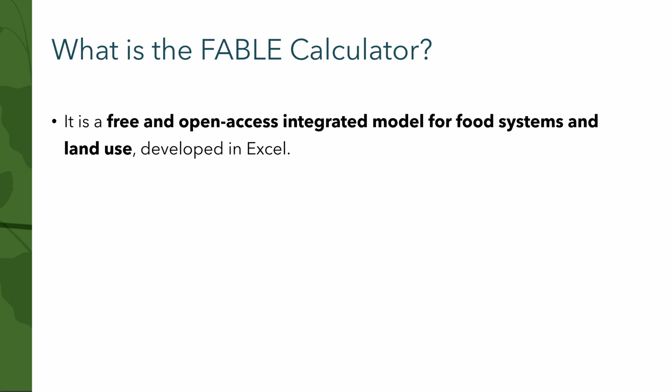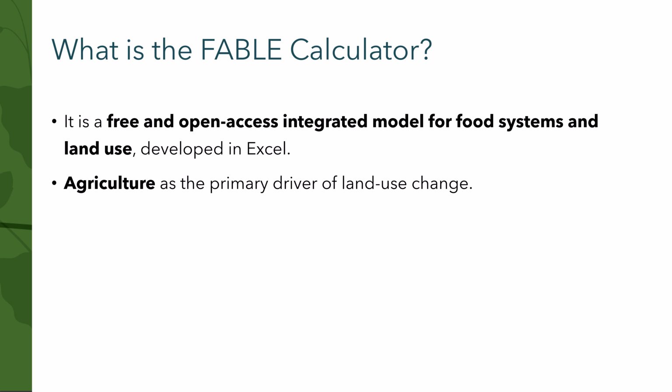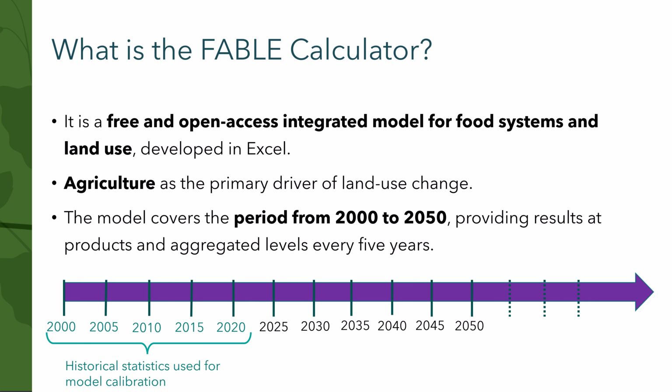The FABLE Calculator is a free, open-access, integrated model developed in Excel designed to analyze food systems and land use. It focuses on agriculture as the primary driver of land use change and assesses the impact of various policies and changes in these systems through a wide range of scenarios. The model uses data from 2000 to 2020 for calibration, primarily based on FAO data. It provides results for 83 products at 5-year intervals from 2025 to 2050. The timeline can be extended if needed, and users are encouraged to replace FAO data with national and regional information for more accurate analysis.